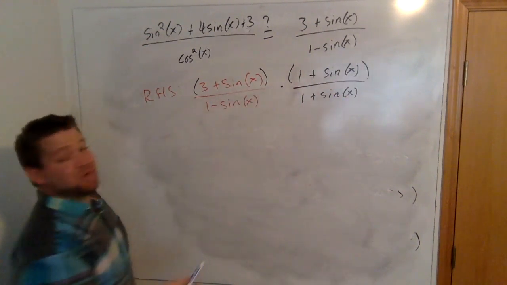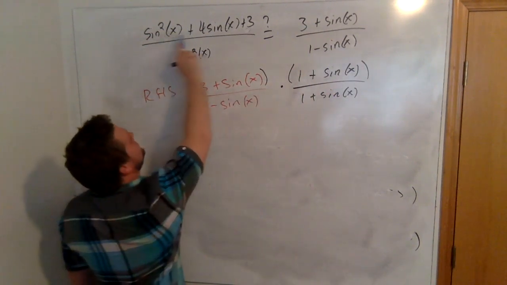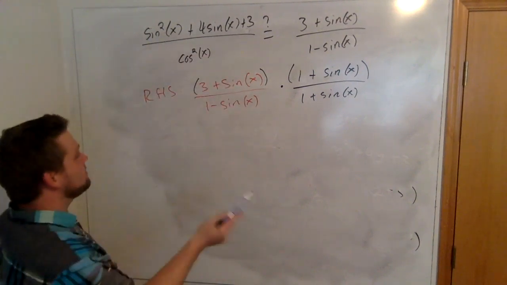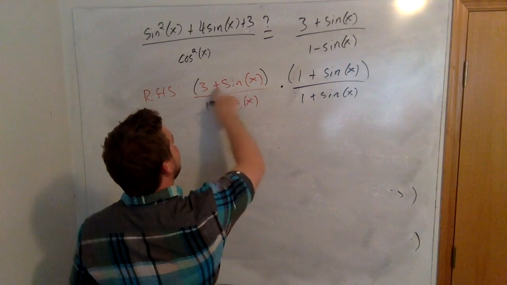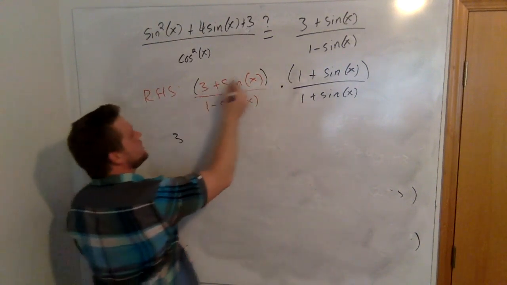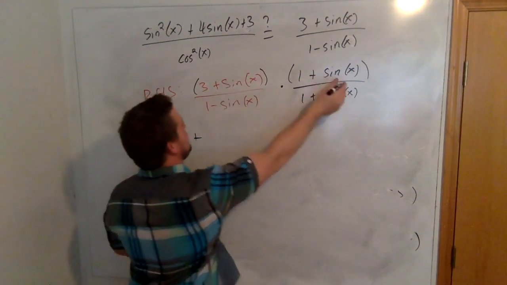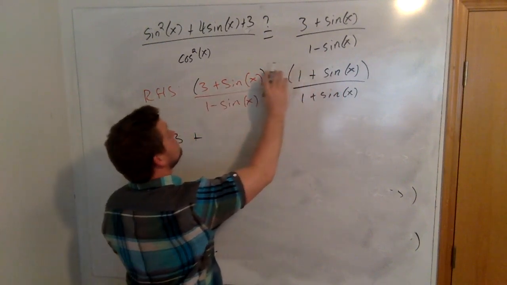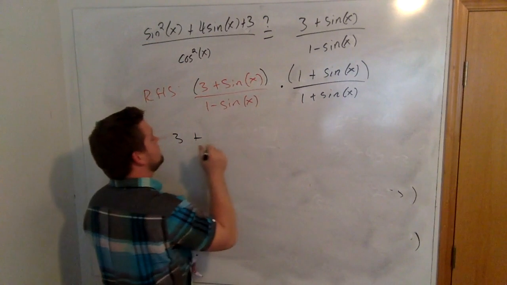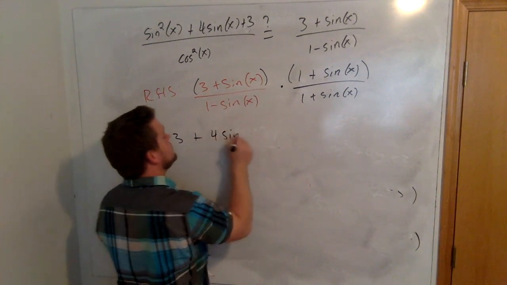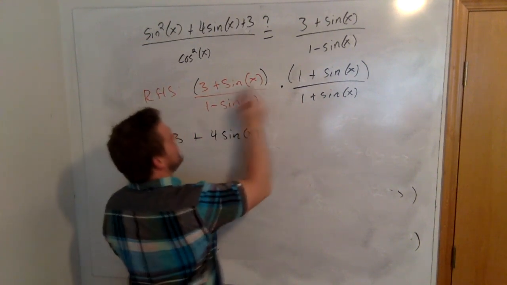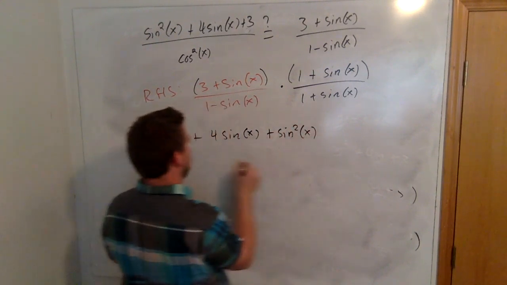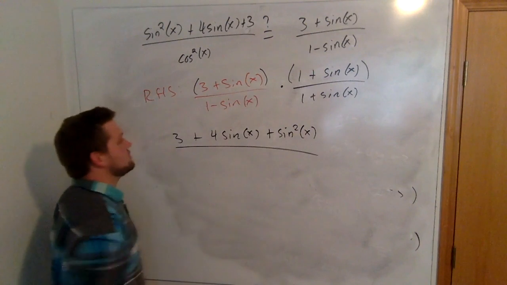Well, you might think to FOIL that out, specifically when you're looking at the numerator for what we're trying to get it to look like. If we were to expand this, what are we going to get? We're going to get a 3, plus a 3 sine of x, plus a 3 sine of x plus an extra sine of x, so we'll have a total of 4 sine of x. And then a sine of x times a sine of x, we get a sine squared of x. That's how the numerator will expand.